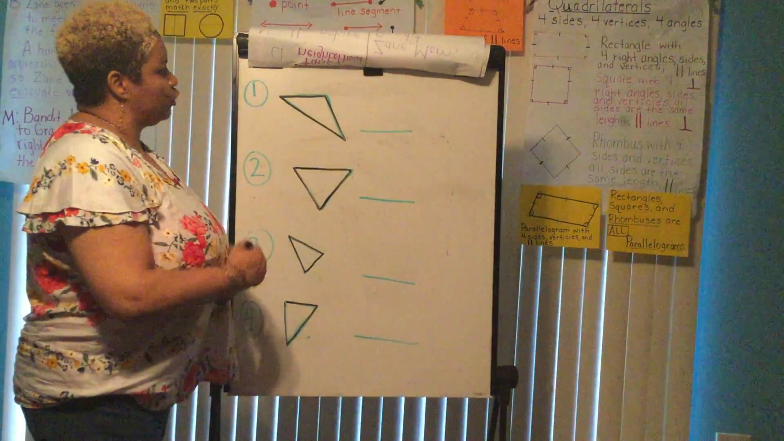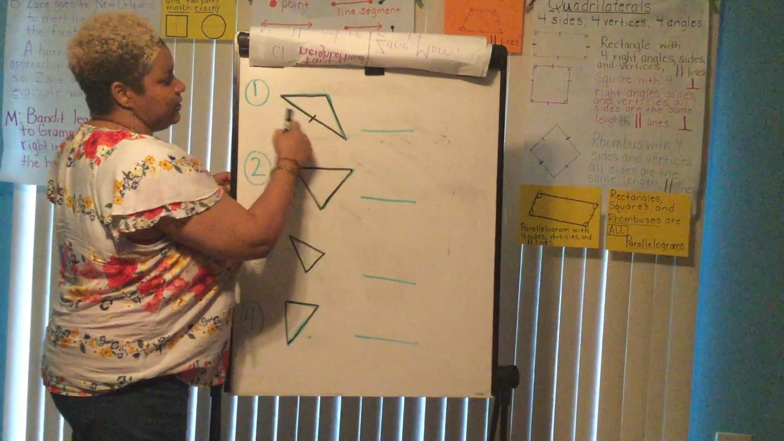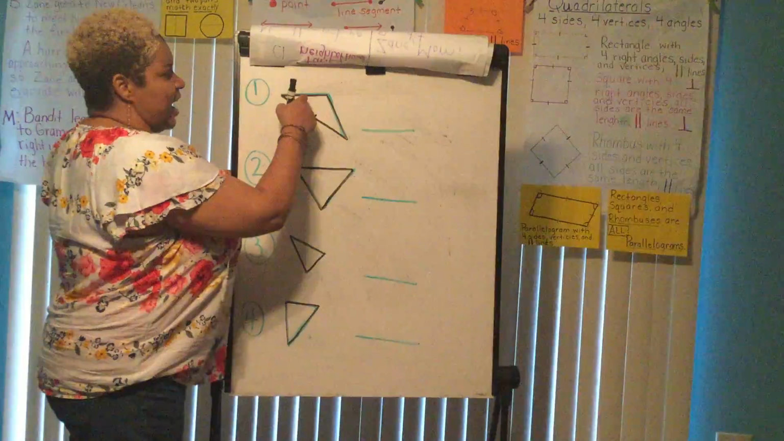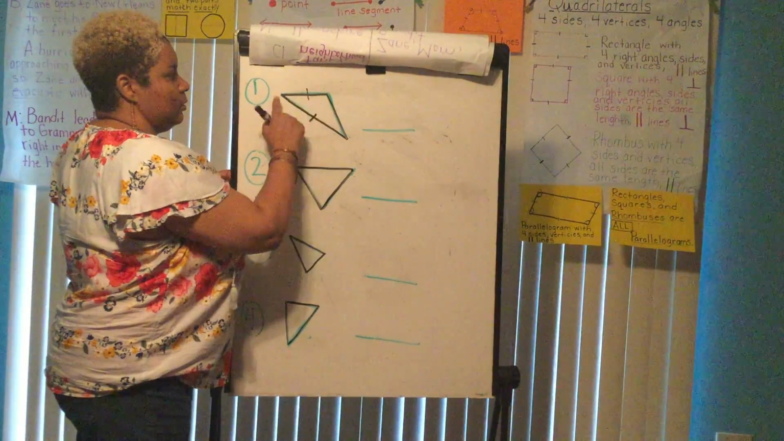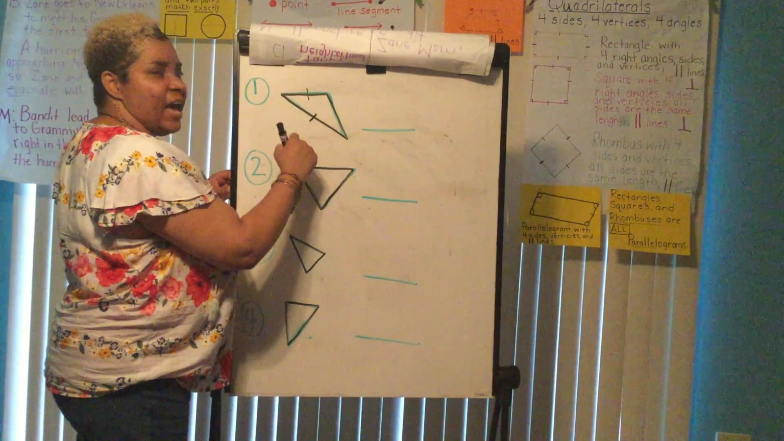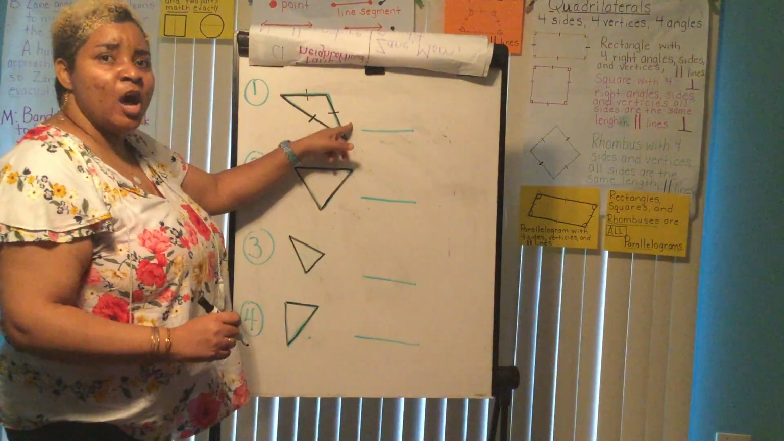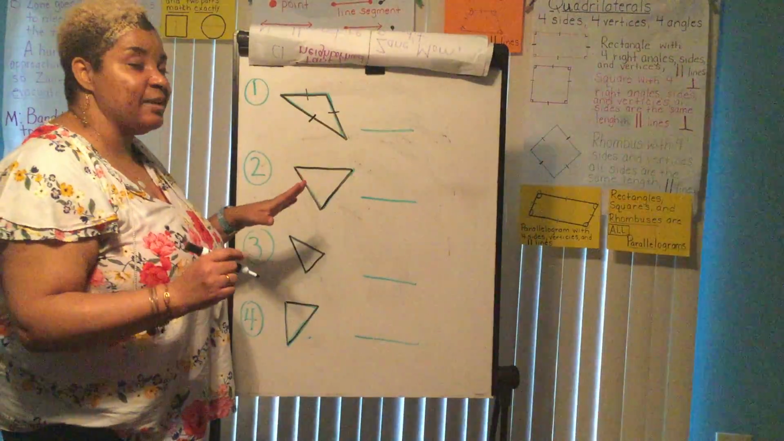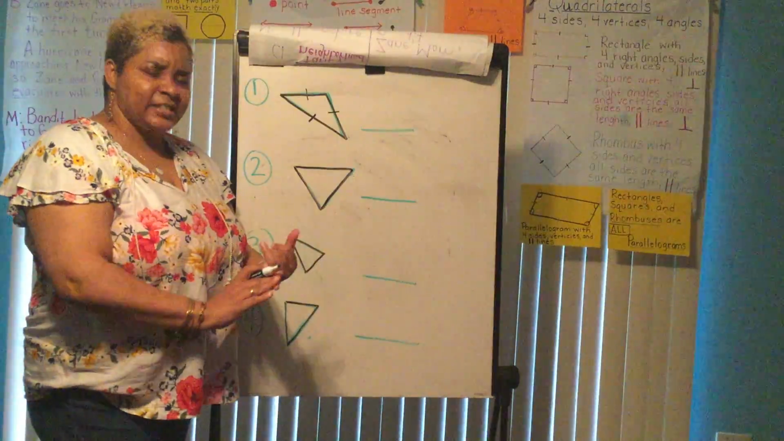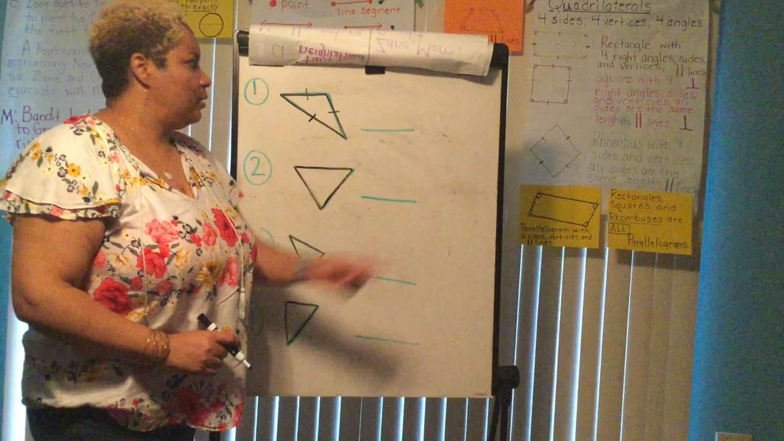So let's look at the first one. I want to look at this side. Well, this side seems kind of long. This side is shorter than this side. You see it? And this side is longer than this side, but shorter than this side. So all my sides are not the same. All of my sides are different. Isosceles, scalene, or equilateral? What do you think?